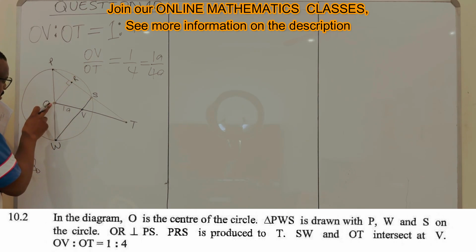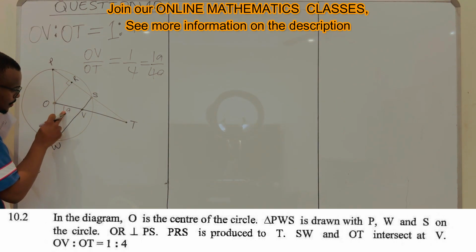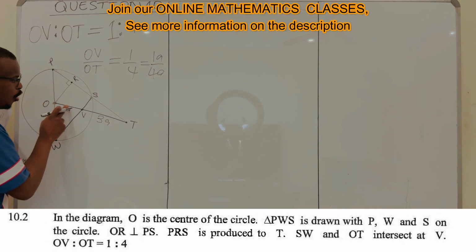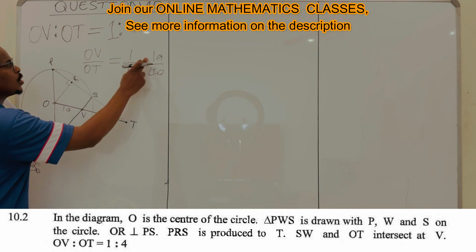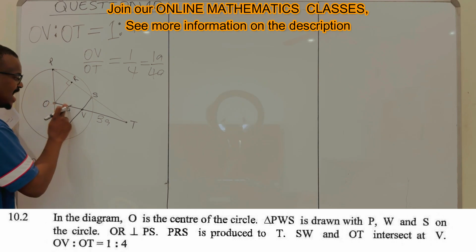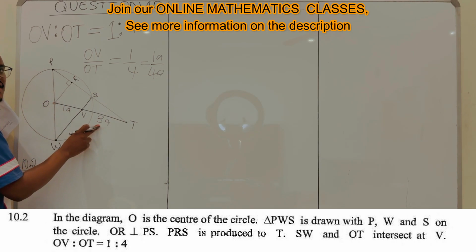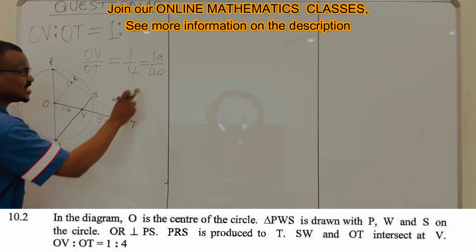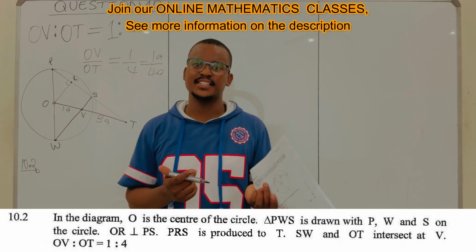Your OT, it starts from here to all over there and it's 4A. So if this is 1A, then this should be 3A over here. So all of it should be 4A. Because OV is equal to 1A, and your OT, the entire length, is 4A, which means if this is 1A, this should be 3A over here, so that your 1A plus your 3A give you the entire T, which is 4A. That's how I look at proportions.